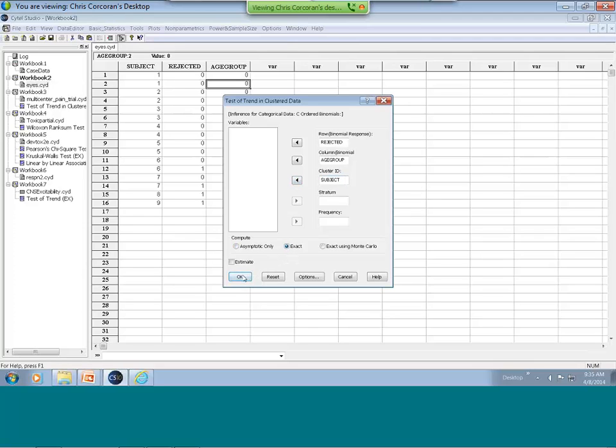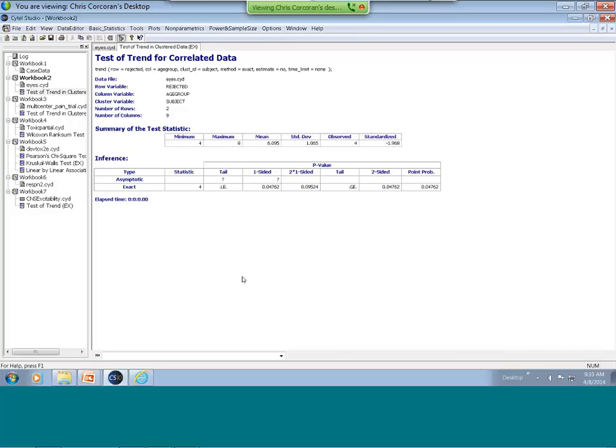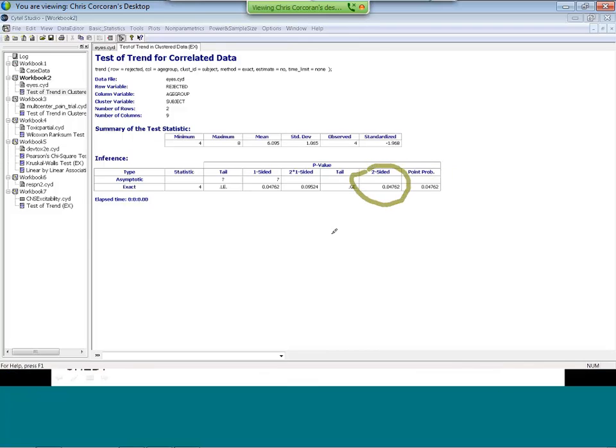We want to compute an exact p-value. Now when I click OK, you can see here I get a result. Actually, the two-sided p-value, it's 0.04762. So in other words, for these data, there is some evidence that there is an association between age and rejection rate, that those who are in the older group have a significantly higher rejection rate.